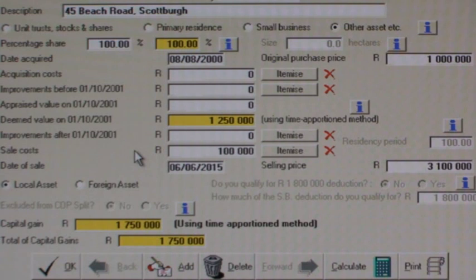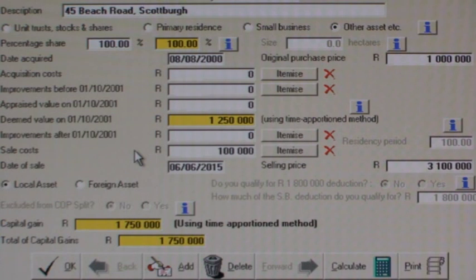There you can see the sale costs 100,000 Rand and I've increased the selling price to 3.1 million, but our capital gain remains exactly the same. However, if we add improvements made after the valuation date, then this does not just alter the sale price. The formulas in the 8th schedule amortize the 100,000 Rand over the period by effectively shifting the valuation date in the background and producing a new base cost, which means a new gain amount.